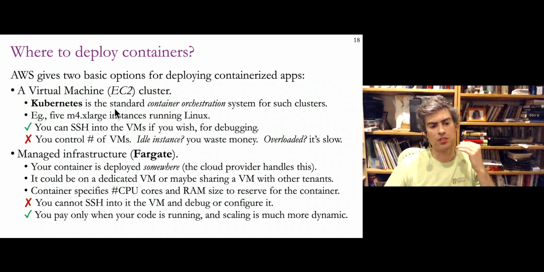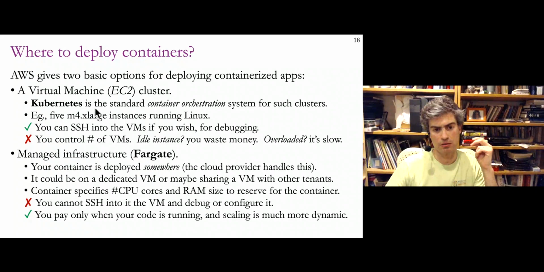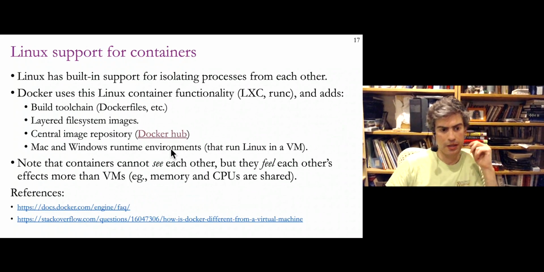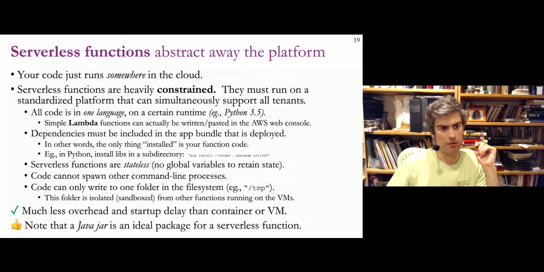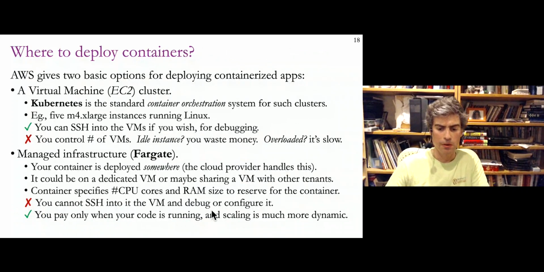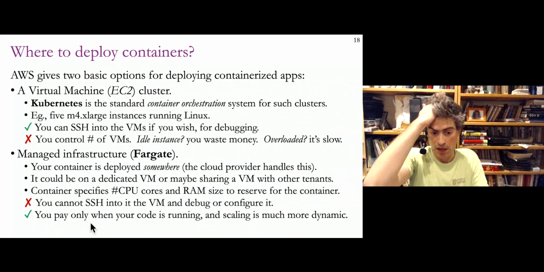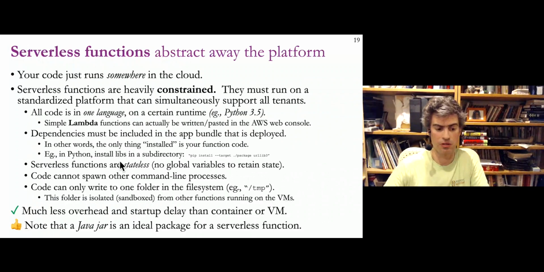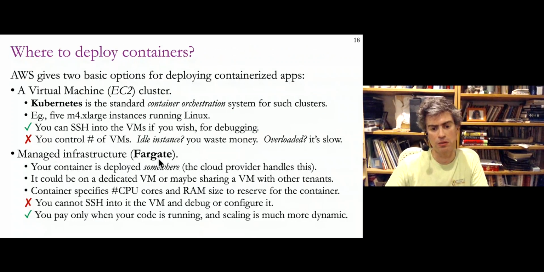Because it's not your own virtual machine, you can't SSH into it and do the same level of debugging that you can if you have your own dedicated cluster of machines for running containers. But the benefit is that you only pay when your code is running, and scaling is much more dynamic. This Fargate system has supposedly infinite capacity. You can just keep deploying to it, and once your containers stop running, you stop paying. So you don't have to separately set up VMs and then pay for the VMs, then later deploy containers to it.